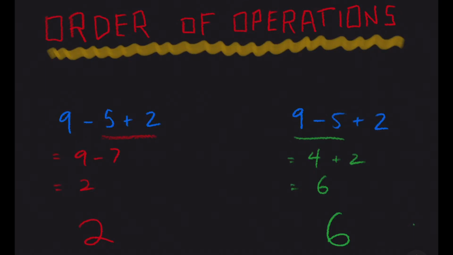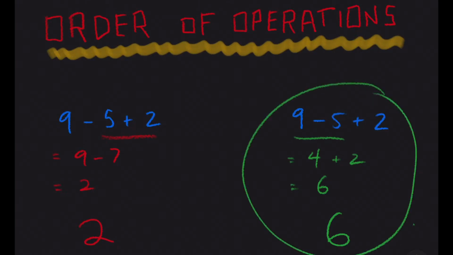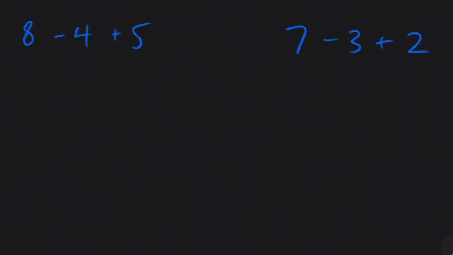Now, like I said before, only one of these is correct. And maybe you're able to tell because I used green for one of them and red for the other, that this one is correct and this one is incorrect. So let's talk about why that is. When you're answering these types of problems, it's always important to read them from left to right. Now, the thing about addition and subtraction is that they have the same priority, which means that we don't just choose to do one before the other.